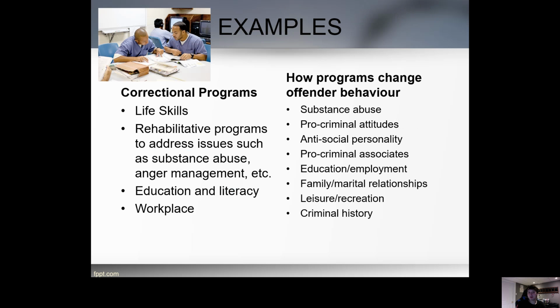Examples of correctional programs include life skills and rehabilitative programs to address issues such as substance abuse and anger management. Education and literacy, and as previously mentioned, the workplace program. Other examples of how programs change offender behavior are all linked to substance abuse, pro-criminal attributes, antisocial personality, pro-criminal associates, education and employment, family and marital relationships, leisure and recreation, and then the big one, criminal history.